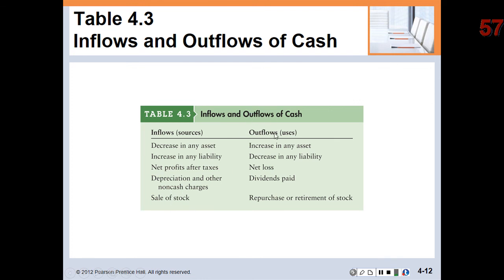What forces cash to flow out of our company? An increase in any asset, because what this is saying is if we buy an asset, we're buying it with cash. So it's decreasing our cash. If we have a decrease in a liability, that's an inflow of cash. If we have a net loss, that's an outflow of cash.